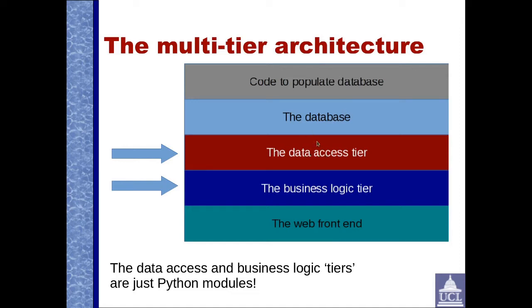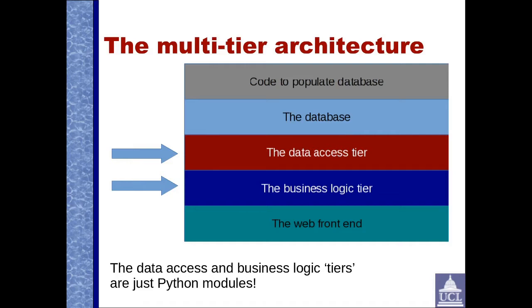You then have, sitting on top of the database, a data access tier or database tier. And what that does is wraps up all the SQL that's necessary to query the database, so that the layers beyond that don't need to know anything about the database structure. So the person implementing the database and the data access tier could replace the database with something completely different and nobody else would care.